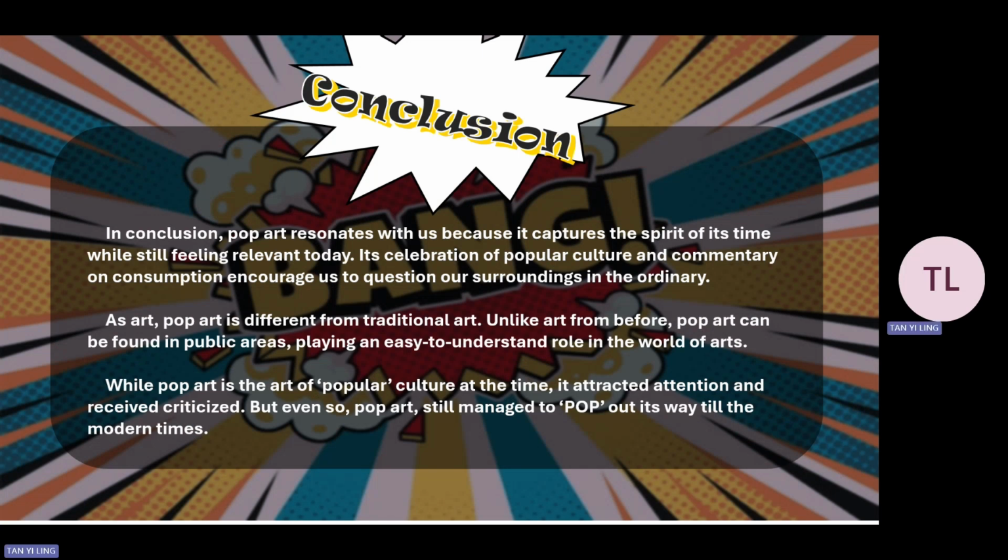In conclusion, pop art resonates with us because it captures the spirit of its time while still feeling relevant today. Its celebration of popular culture and commentary on consumption encourage us to question our surroundings and the ordinary. As art, pop art is different from traditional art. Unlike art from before, pop art can be found in public areas, plain and easy to understand. While pop art is the art of popular culture at the time, it attracted attention and received criticism. But even so, pop art still managed to make its way to modern times. Thank you.